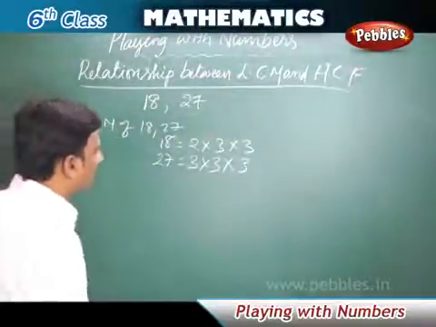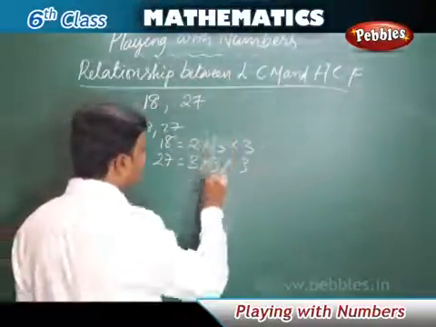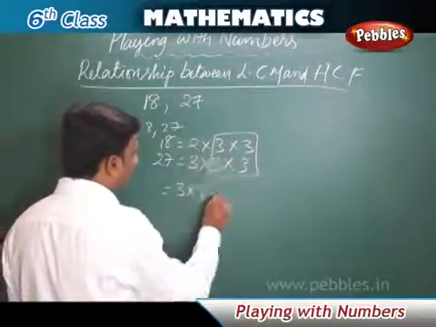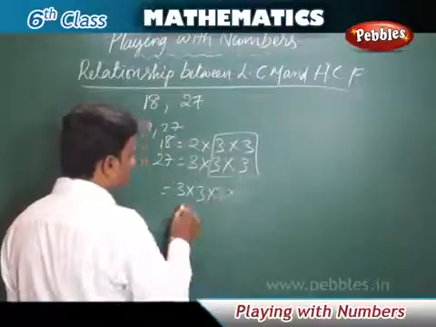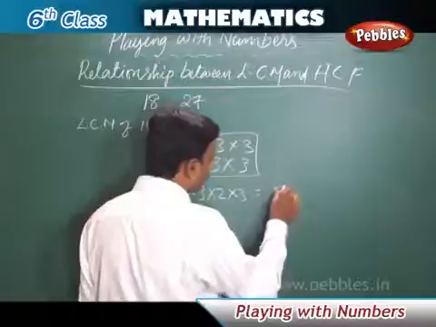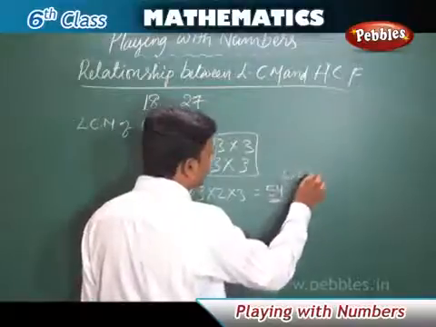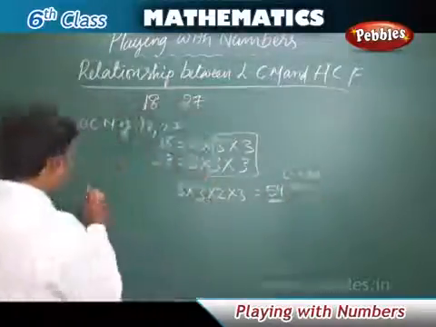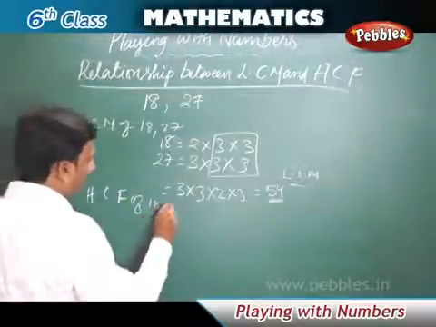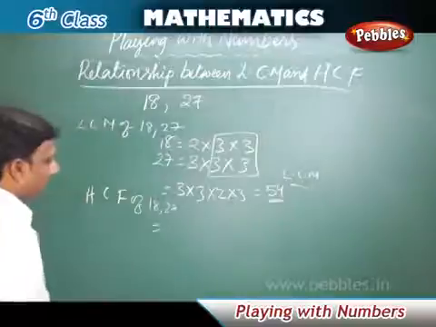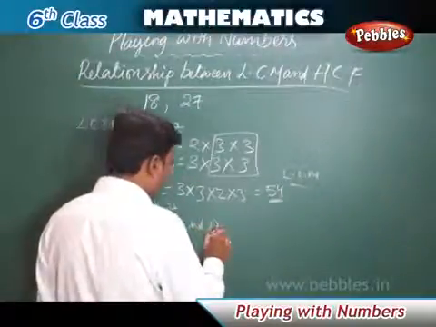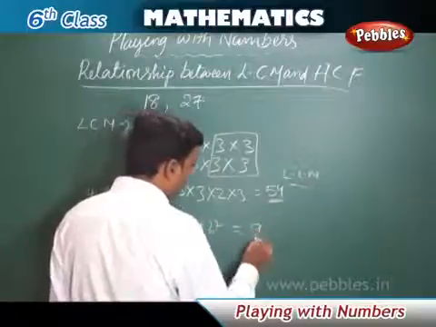So now, what are the common factors? 3 into 3. Now what are the other numbers? 2 into 3. 3 3 is 9, 9 2 is 18, 18 3 is 54. So 54 is the LCM. Now let us see the HCF. HCF of 18 and 27 is 9.